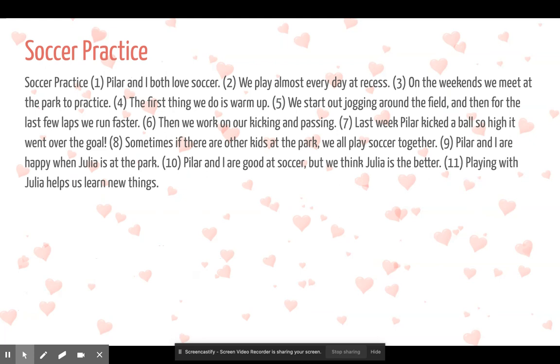Looking at our paragraph, soccer practice. Pilar and I both love soccer. We play almost every day at recess. On the weekends, we meet at the park to practice. The first thing we do is warm up. We start out jogging around the field, and then for the last few laps, we run faster. Then we work on our kicking and passing. Last week, Pilar kicked a ball so high it went over the goal. Sometimes, if there are other kids at the park, we will play soccer together. Pilar and I are happy when Julia is at the park. Pilar and I are good at soccer, but we think Julia is the better. Playing with Julia helps us learn new things.